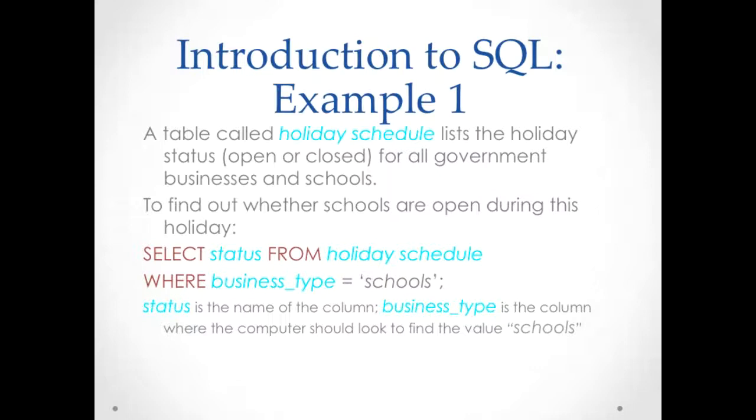So say we have a table with multiple business types in Little Rock. UAMS is a school in Little Rock, so UAMS will be under schools. We want to find out if UAMS is open, so we might select that status, open or closed, from the holiday schedule table where business type equals schools. So that's sort of how your select statements are going to sound when you write them. Does that make sense? Okay.